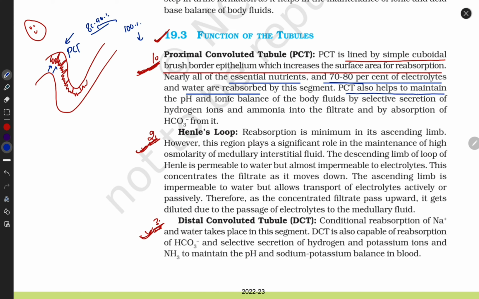PCT also helps to maintain the pH and ionic balance of body fluids, with selective secretion of hydrogen ions, and they excrete. What do they excrete? They excrete hydrogen ion and ammonia.